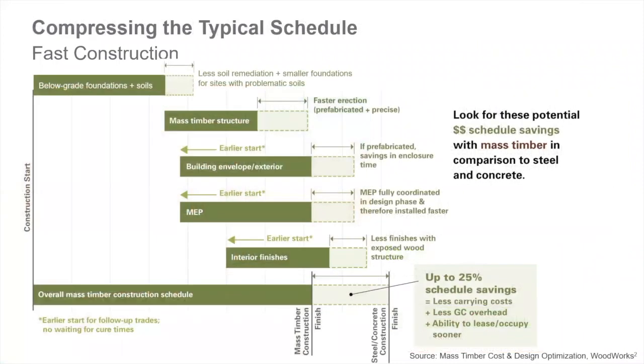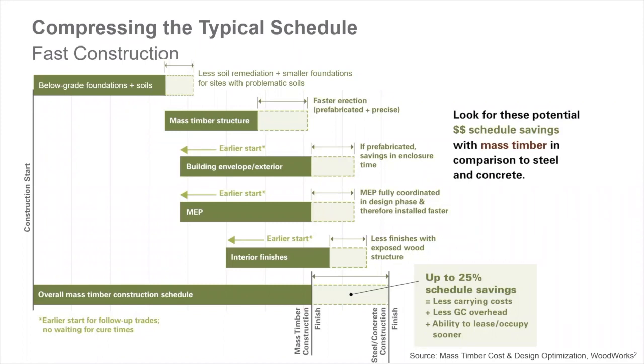This is a diagram that shows you where to look for ways to compress the typical construction schedule with a mass timber building in comparison to a concrete or steel construction. The first bar is for below grade foundations and soils. So if you're on a site with very problematic soils, a lightweight mass timber system can offer significant savings, both as it relates to your schedule and your cost as well.